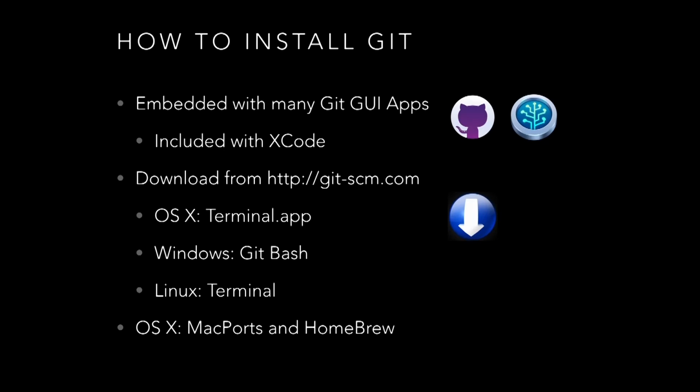If you have any quick questions, let us know, and then we'll have some time for Q&A as well. So let's jump into how you install it and configure it. What's nice is that it's embedded with many Git GUI applications. It's included with Xcode, and Apple has their own version as well. It's also included with GitHub and SourceTree. I tend to use SourceTree. GitHub is also really nice because it simplifies a lot of the complex tasks. And then, of course, you can use the terminal quite a bit as well.